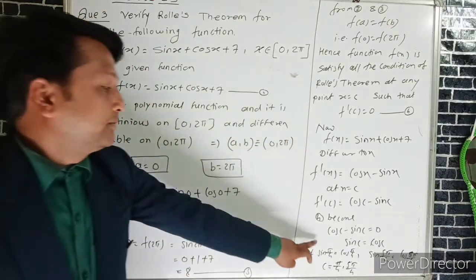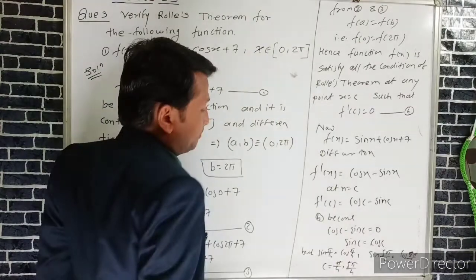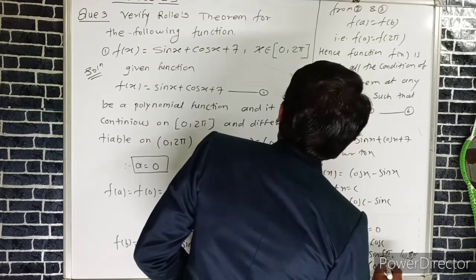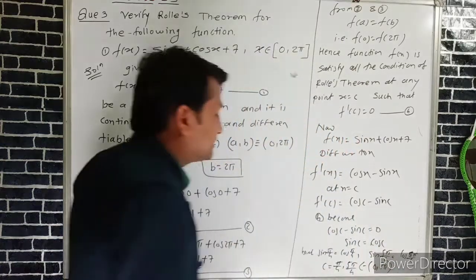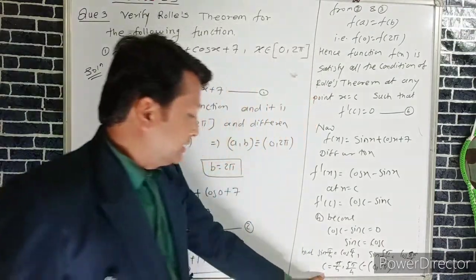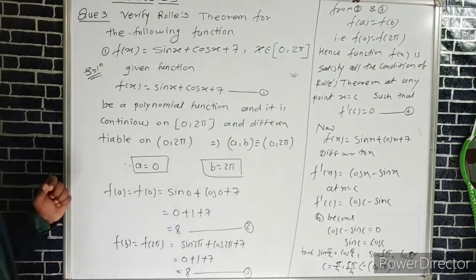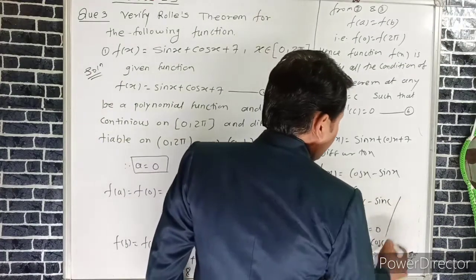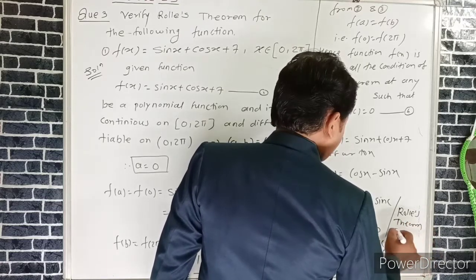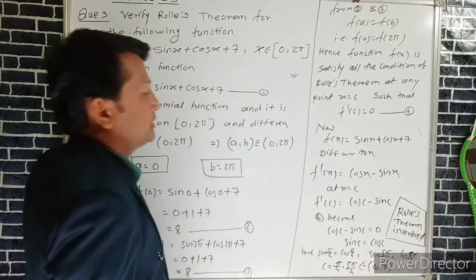And so on, we get infinite values here, but these two values, pi by 4 and 5 pi by 4, belong to 0 comma 2 pi. Hence we can say that any value of c which belongs to 0 comma 2 pi, then Rolle's theorem is verified.